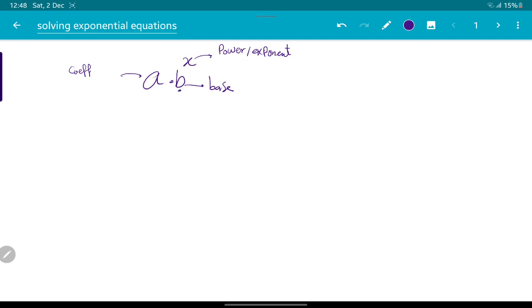Then if we have this base b power x multiplied by b power y, when we multiply the same base we add the two powers, so this will be b power x plus y. For example, if we have x power 7 multiplied by x power 4, this will be x power 11, and so on.